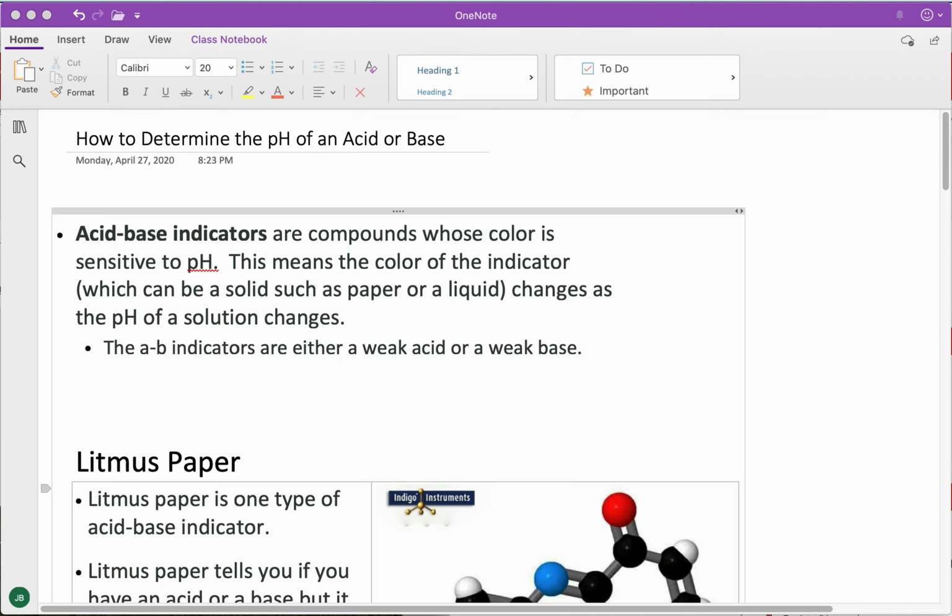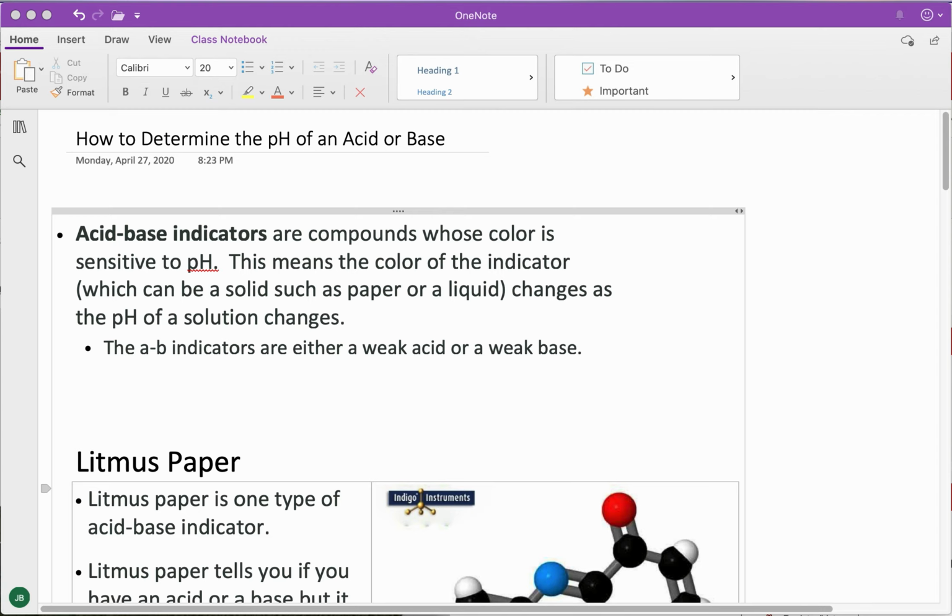So lots of times when we are trying to determine, let's say, the pH of an acid or a base, you maybe have used litmus paper, pH paper, or maybe even some kind of acid-base indicator. The litmus paper and the pH paper are both types of acid-base indicators. There are a lot of different kinds of acid-base indicators, and we are just going to look at a few of them in this screencast.